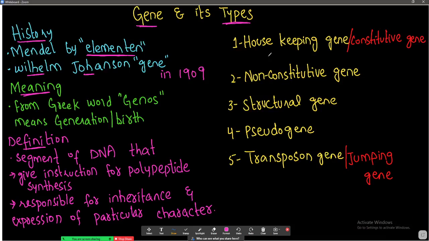Why are they called constitutive genes? Because they are always active, and that's why they are called constitutive genes. An example of housekeeping or constitutive genes is the genes for ribosomes.